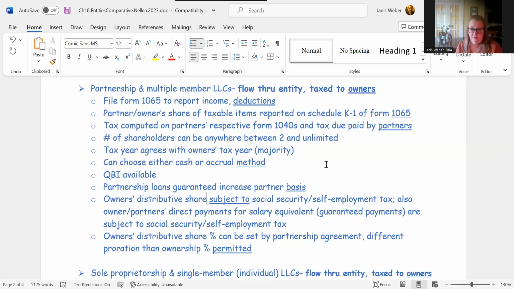Okay, all right. So then the owner's distributive share percentage can be different, as stated by the partnership agreement, from the profit and loss percentage. So the distributive share, or the profit and loss that they get, can show up differently than their ownership percentage.